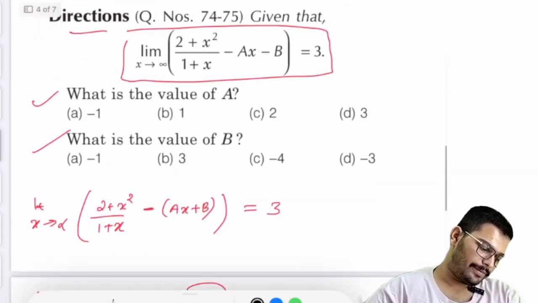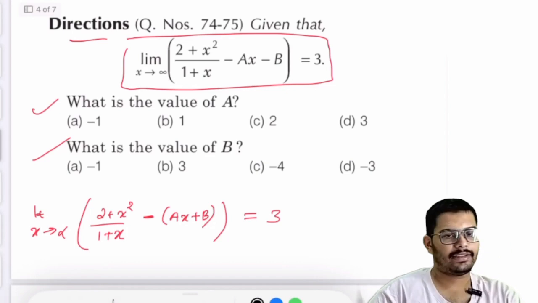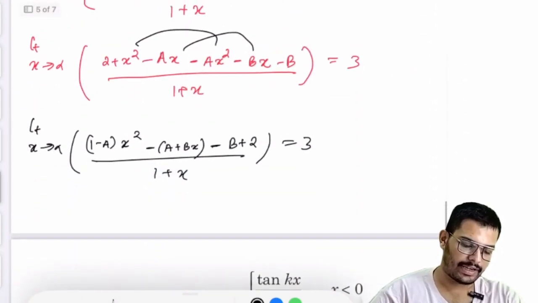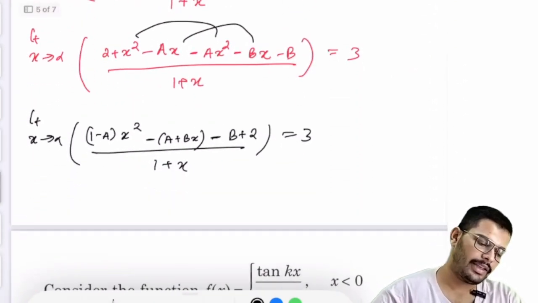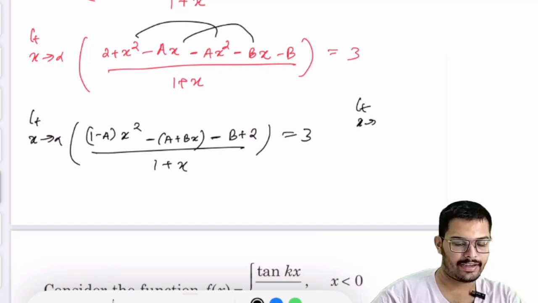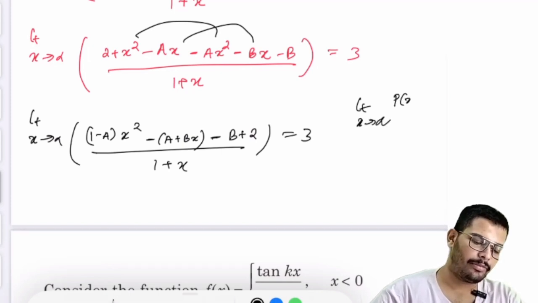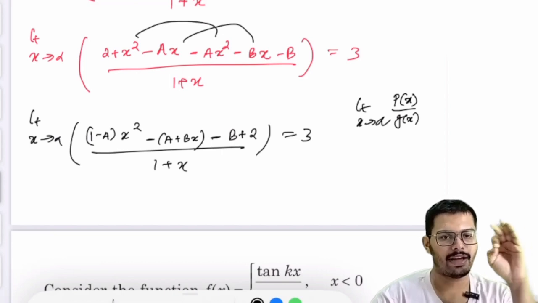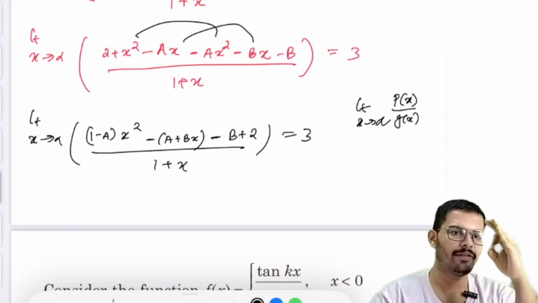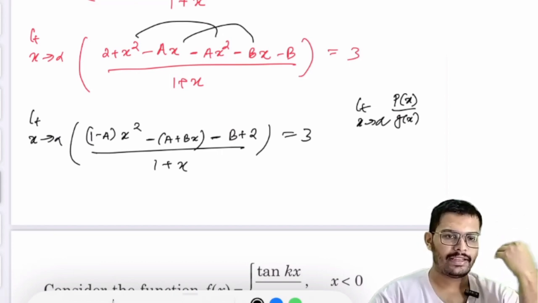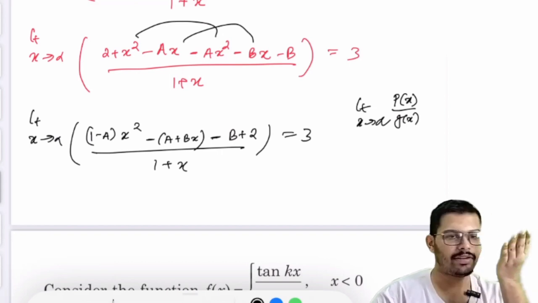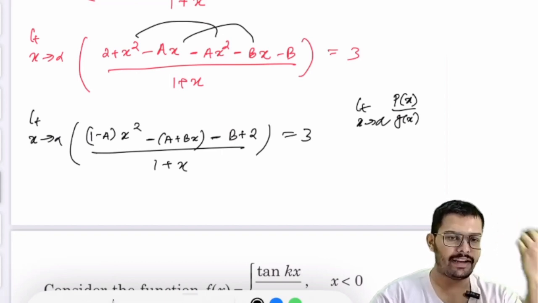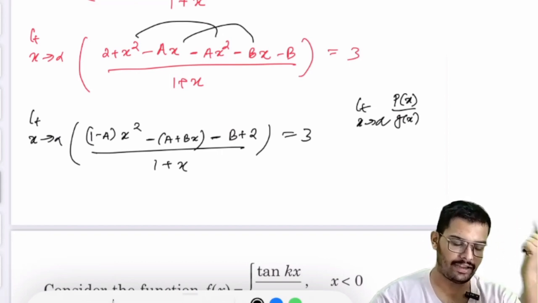Now remember this thing: the numerator and denominator are polynomials. If x is tending to infinity, for a polynomial p of x divided by g of x, if it should have a limit value other than 0, it means the degree of the numerator and denominator should be equal.